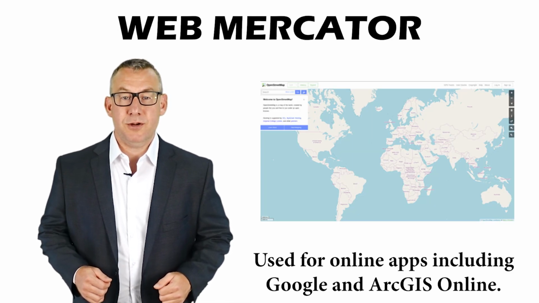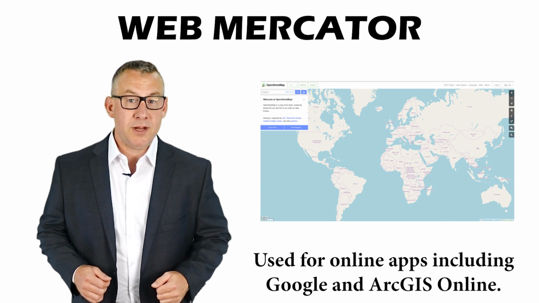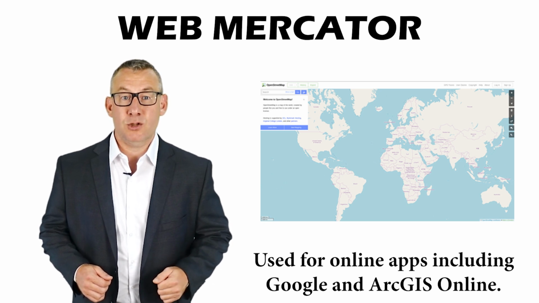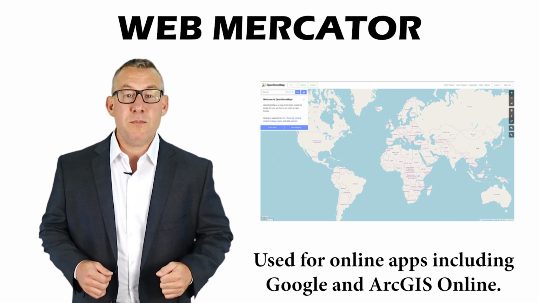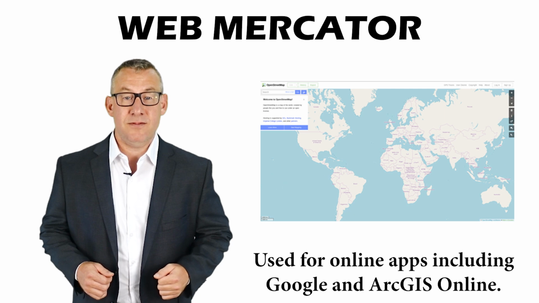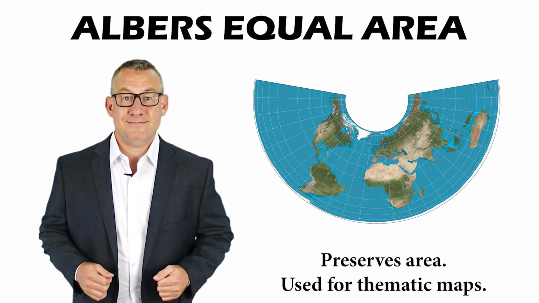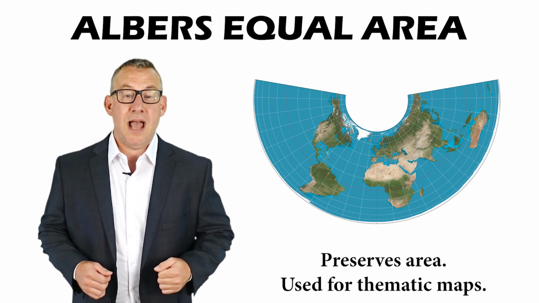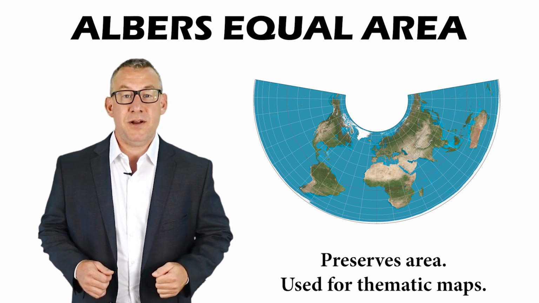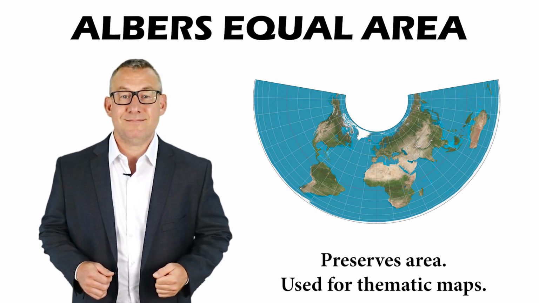The Web Mercator. The Web Mercator is used for online apps, including Google and ArcGIS Online. The Web Mercator uses the WGS84 datum. The Albers equal area projection. The Albers equal area projection is a conical projection that preserves area. The Albers equal area projection is commonly used for thematic maps.